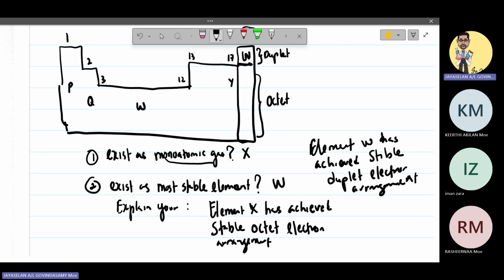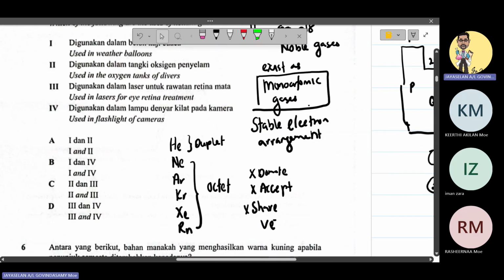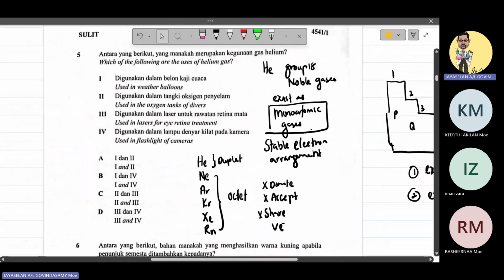Inman, okay? Okay, so we go for this one. Okay, now answer this question lah. We see what is the answer. Okay, this is the revision for chapter 8.